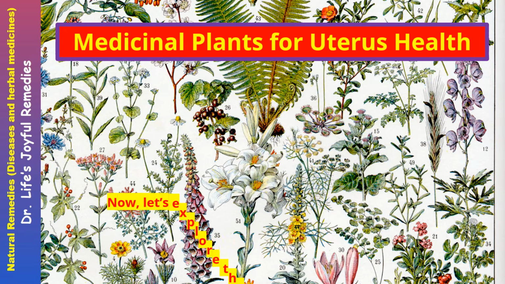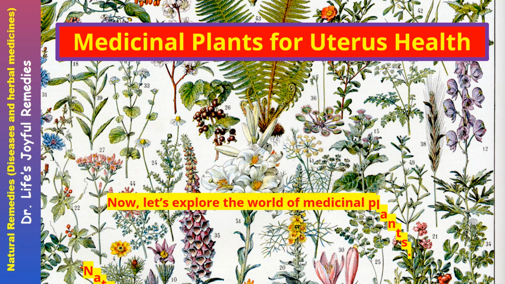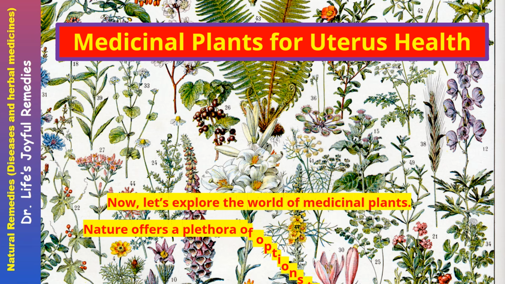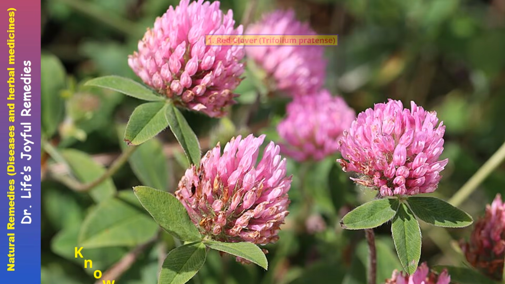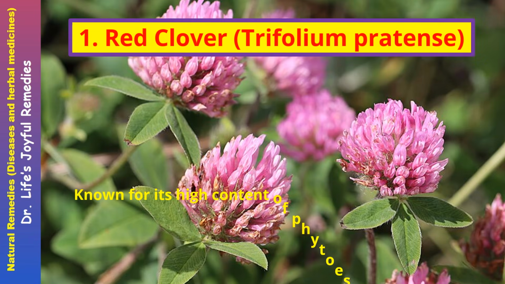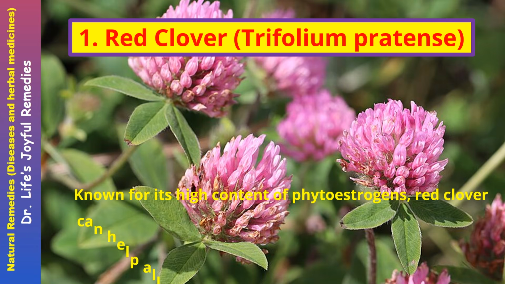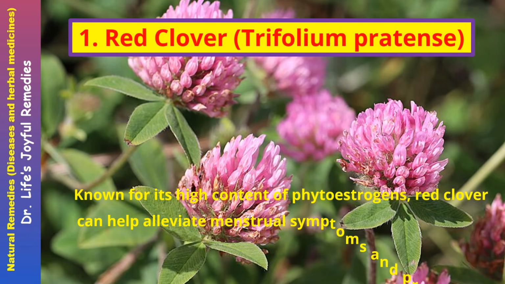Medicinal plants for uterus health. Now, let's explore the world of medicinal plants. Nature offers a plethora of options that have been used traditionally to support uterine health. 1. Red clover, Trifolium pratense. Known for its high content of phytoestrogens, red clover can help alleviate menstrual symptoms and promote hormonal balance.